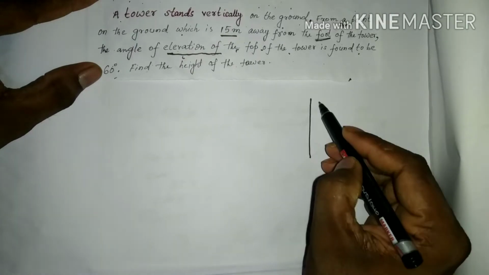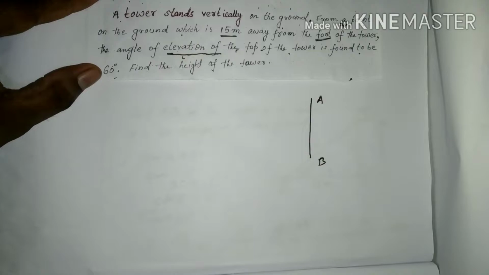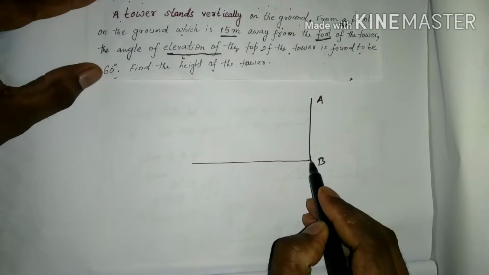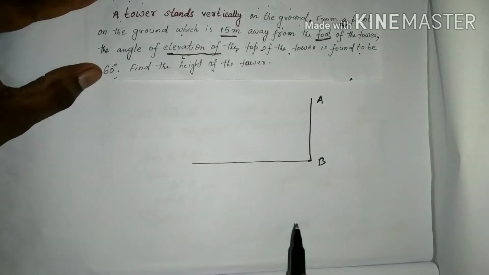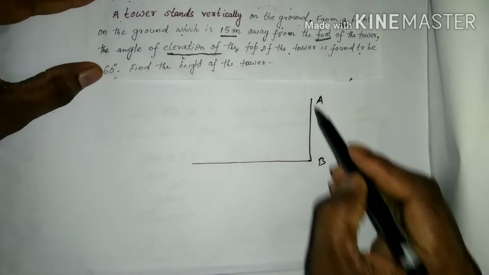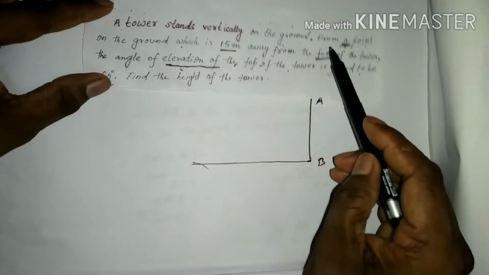Make a tower. This AB is a tower. Suppose this is the longest tower on the ground. This is the ground. Suppose a tower stands here on the ground. Okay, I have made a little diagram of tower AB, and this is the ground. And read the next question.